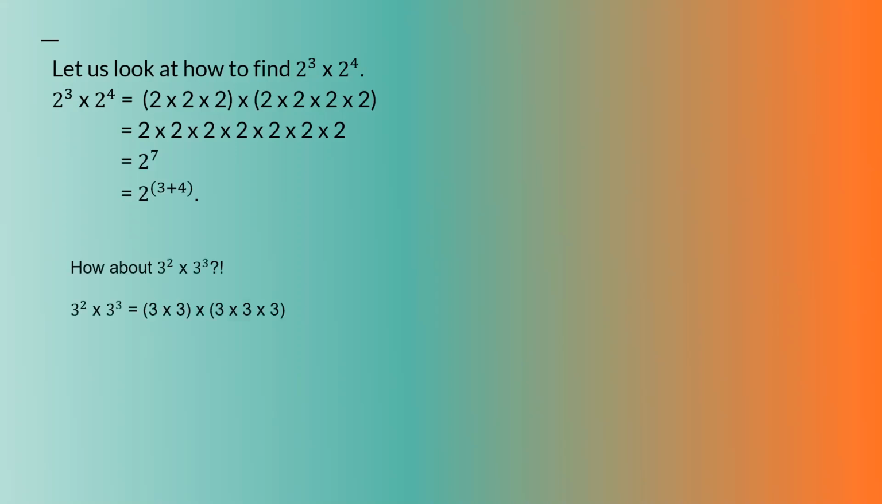Let us look at another example. 3 raised to 2 into 3 raised to 3. This will also be 3 into 3 multiplied by 3 into 3 into 3. Then we'll get 5 threes, 3 raised to 5, which will be 3 raised to 2 plus 3. So this is the first law of exponents which we will follow: any number a raised to m, if you multiply that by a raised to n, you'll get a raised to m plus n.